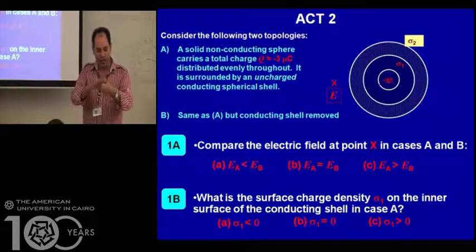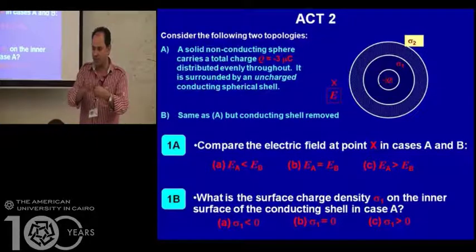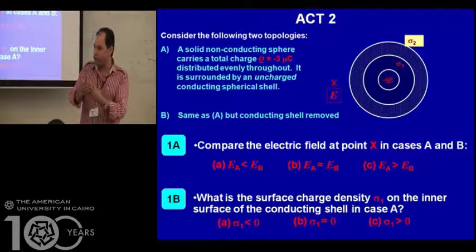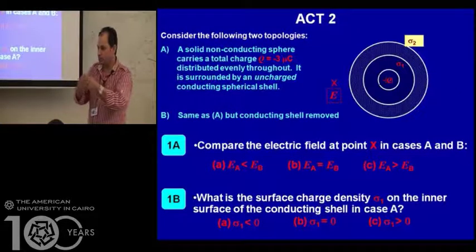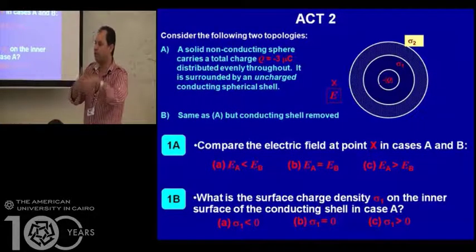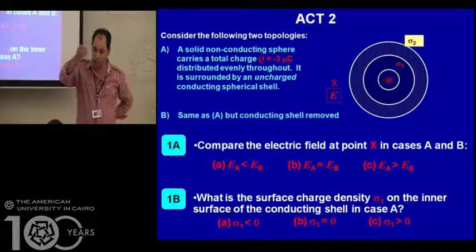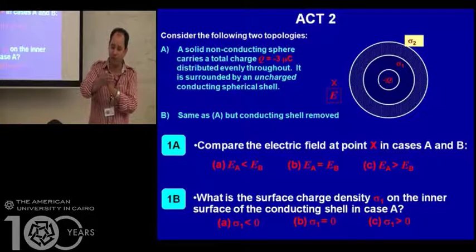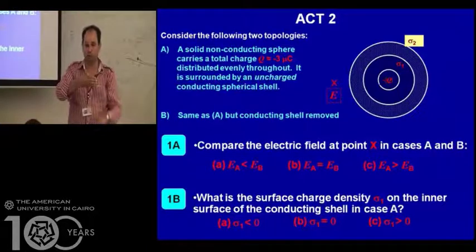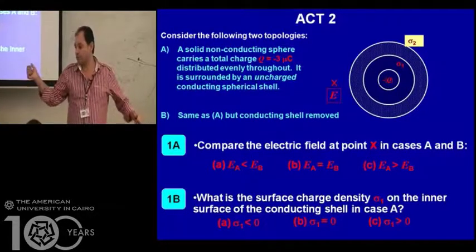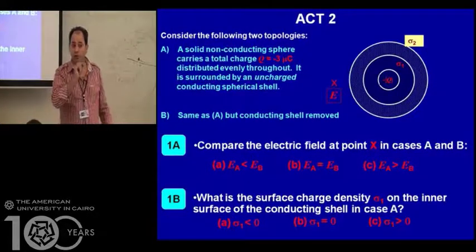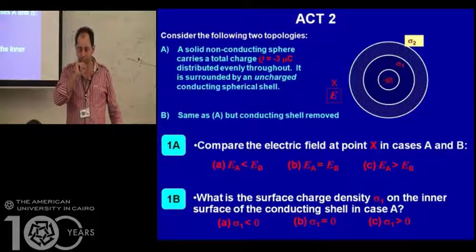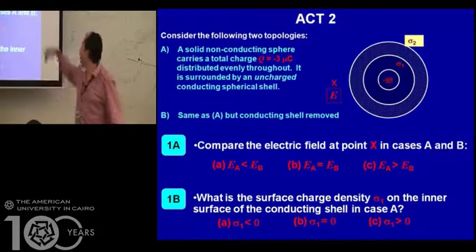So when you put a positive charge in the center, it will attract negative charges to it. On that shell, the negative charge will come closer to the positive, and the positive will get far away, repelled by the positive charge. So on the inner surface you get negative charges, and on the outer surface you get positive charges, the same amount of course. So now what happens here, in case 1?